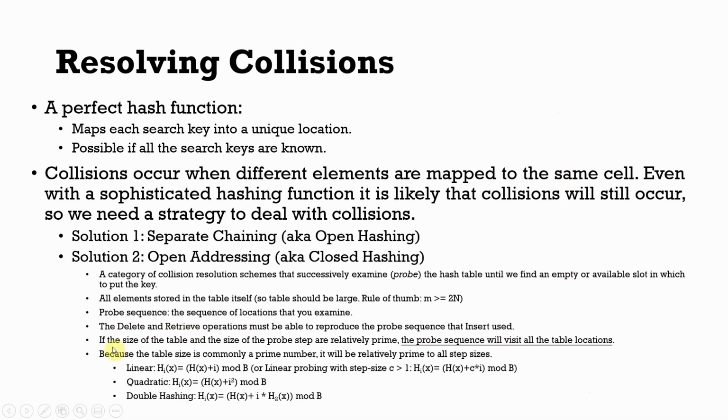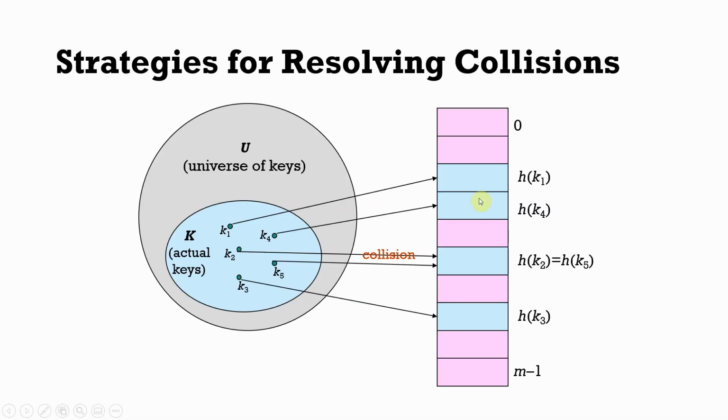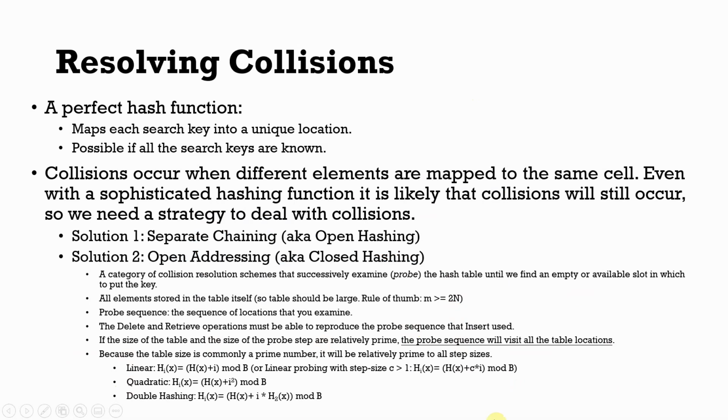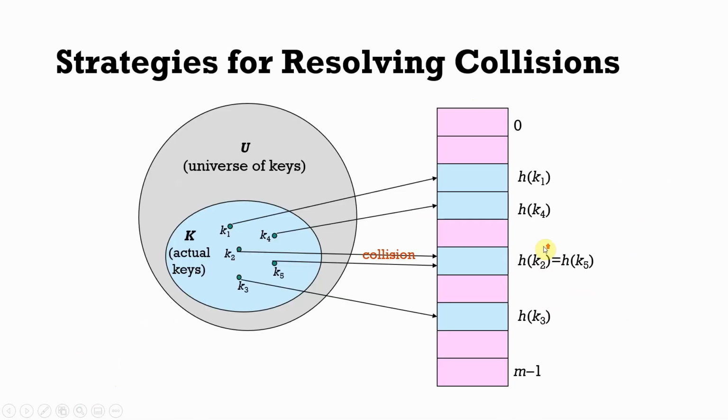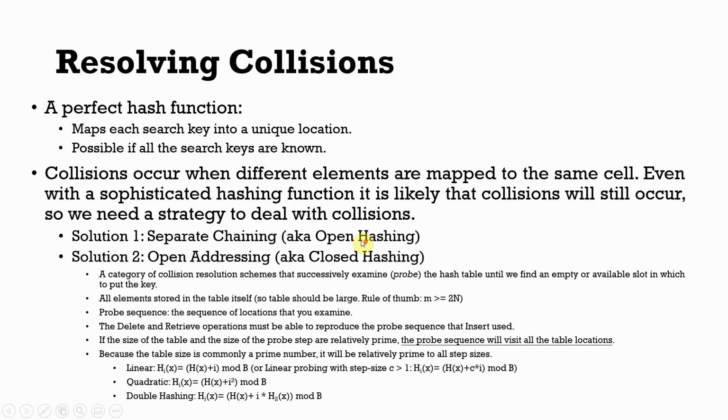If the size of the table and the size of the probe step are relatively prime, the probe sequence will visit all the table locations, right? Ideally, we want a probing sequence that is able to visit all the locations in the table. We'll see that some of the algorithms that we have for open addressing, in many cases, might have problems doing that. It might end up in a loop and miss some of these locations, or it might take a long time to do all these searches.